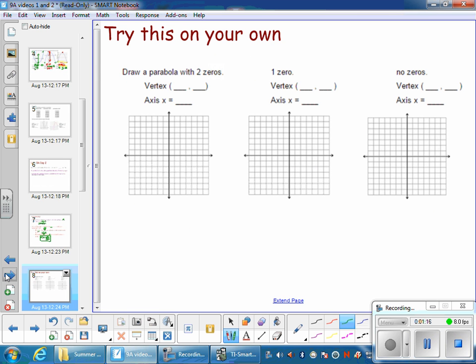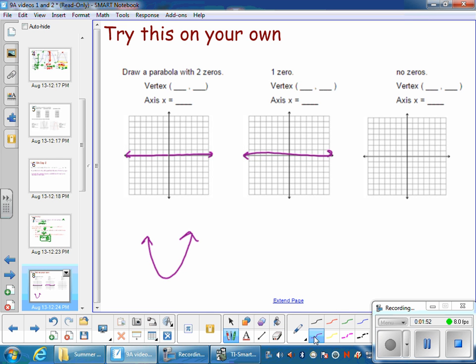So the first thing is zeros. The zeros is where it crosses the x-axis. So this one asks you to draw a parabola with 2 zeros, meaning it has to cross the x-axis twice. The second one asks for just 1, meaning it has to cross the x-axis just once, and the third one is no zeros, which means it cannot cross the x-axis. And you have to think about a parabola. Those arrows go on forever. So if you're going to draw zeros, that's technically still going to hit the x-axis. So why don't you pause it and see if you can draw each example.